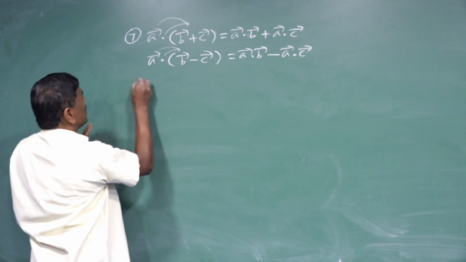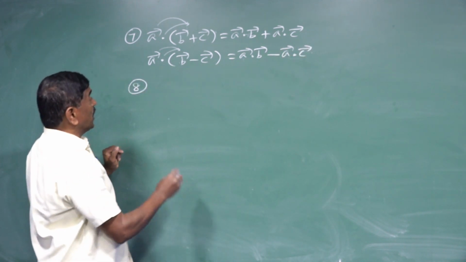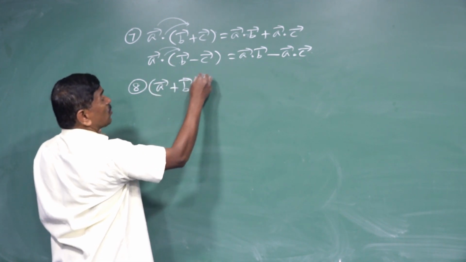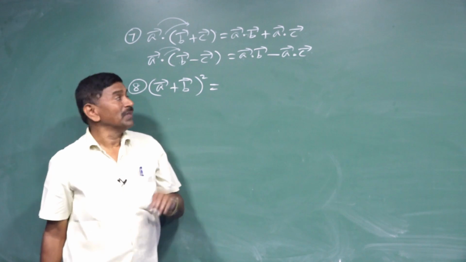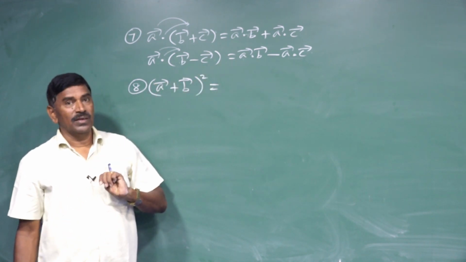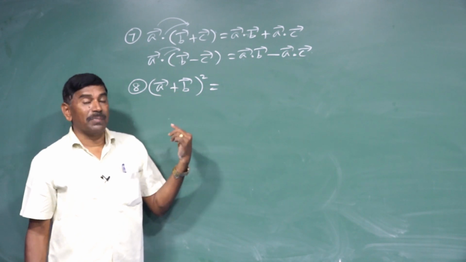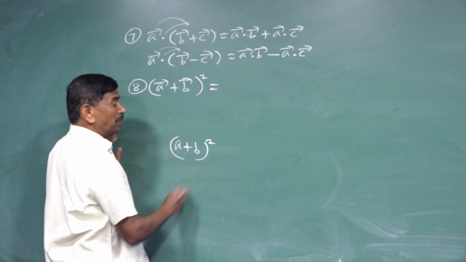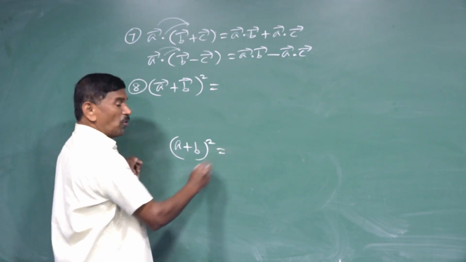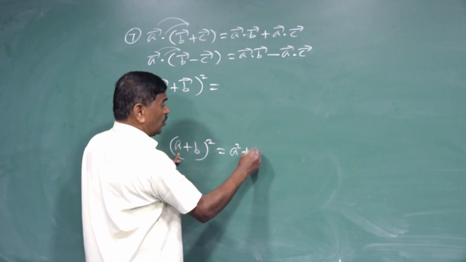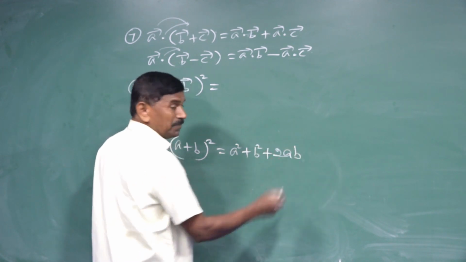Okay. Now listen, the eighth one. The eighth one is, for example, A vector plus B vector, the whole square, is equal to. Okay, and this formula is compared with the algebra formula. Listen, in algebra, can you tell me what is A plus B whole square? Anyone? A plus B whole square equal to? Very good. A plus B the whole square equal to A square plus B square plus 2AB.